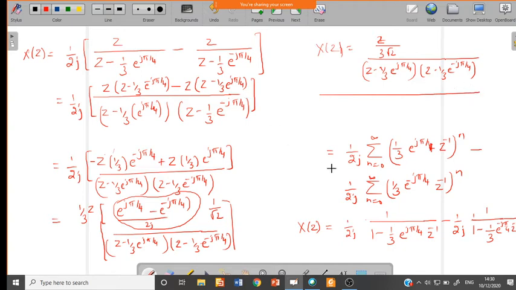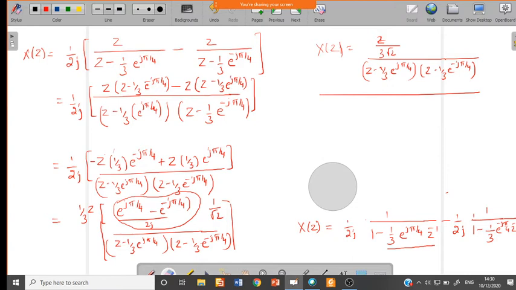So now in order to find the ROC, you take this term, which is alpha, which is less than 1, right? So that you can take those terms and decide the ROC. So in the first term, it will be the magnitude of (1/3) e^(jπ/4) into z.